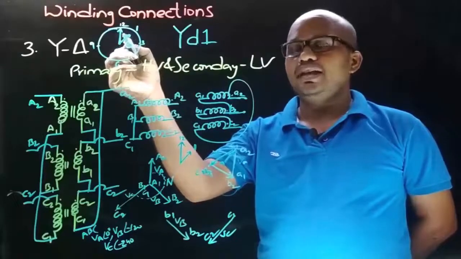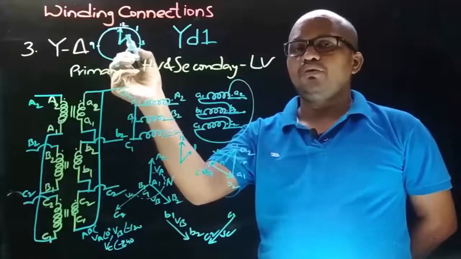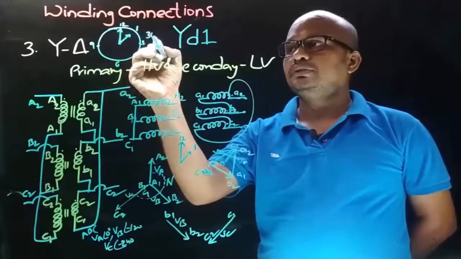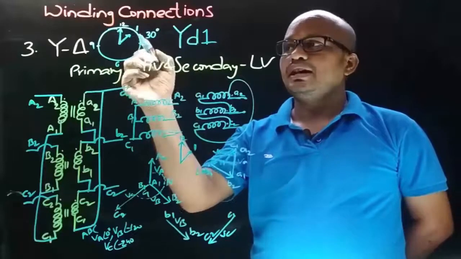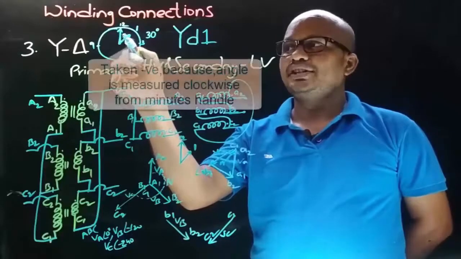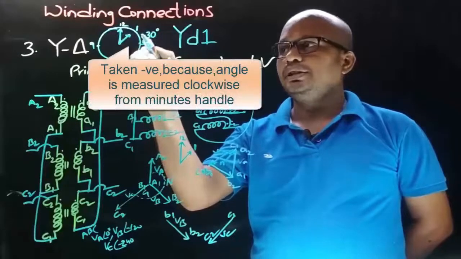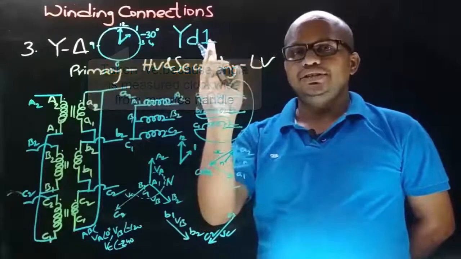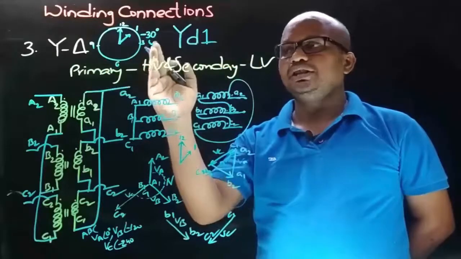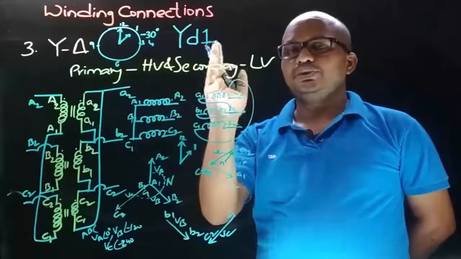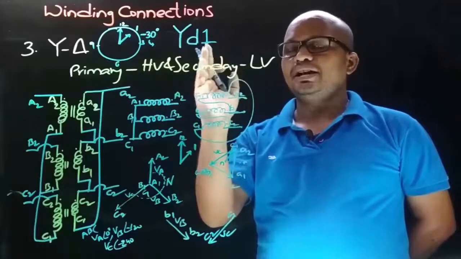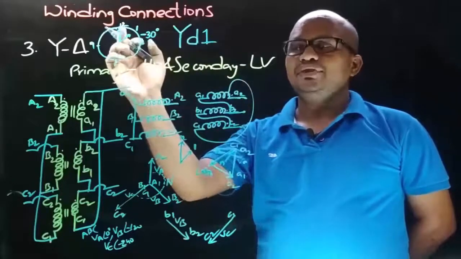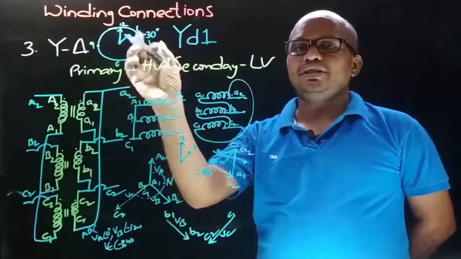So here the angle between the minutes needle and the hours needle is 30 degrees, and as this hours needle is to the right side of 12, it is considered as minus 30 degrees. So 1 here from the clock notation will indicate that the LV side phase to neutral voltage lags behind the primary side phase to neutral voltage by an angle of 30 degrees.